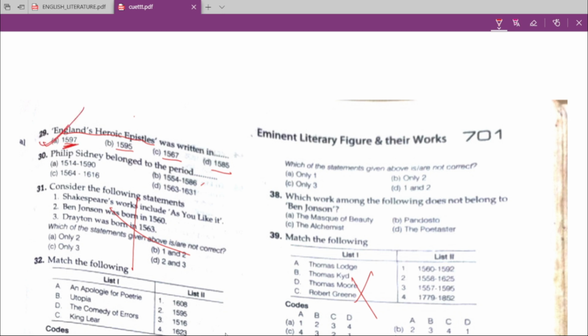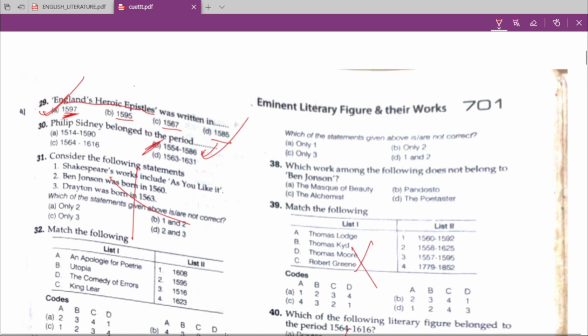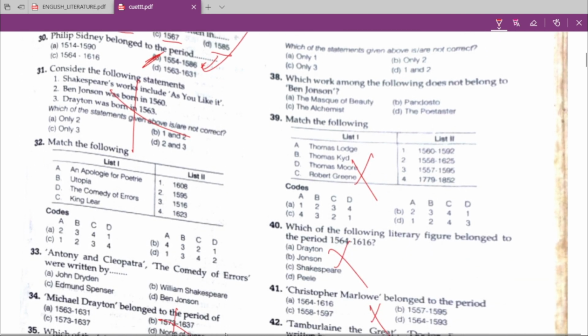Philip Sidney belonged to the period of 1514 to 1590, 1564 to 1616, 1554 to 1586, or 1560 to 1631. So Philip Sidney belonged to the period of 1554 to 1586. This question is also unnecessary. Question number 31. Moving on to question number 32.